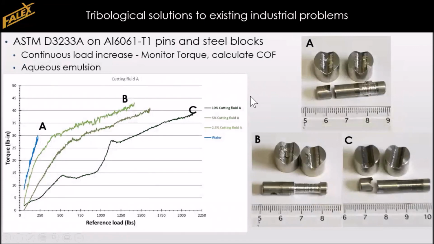So what are typical results with this method? We are showing here the torque versus load curves for water without any lubricant in it, and a cutting fluid that is an aqueous emulsion that is made out of increasing percentages of cutting oil dissolved in water.